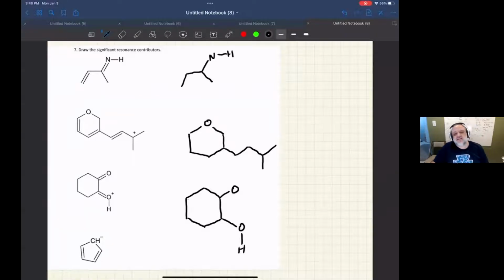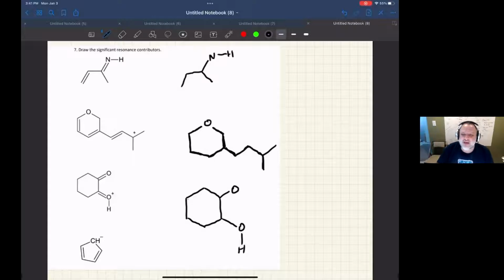This question asks us to consider what are the significant resonance contributors. And now this is where the art of organic chemistry really comes in, because a significant resonance contributor is somewhat subjective. And so you have to be able to use all of your chemical knowledge to decide, is a structure significant or not? And we have some general rules.